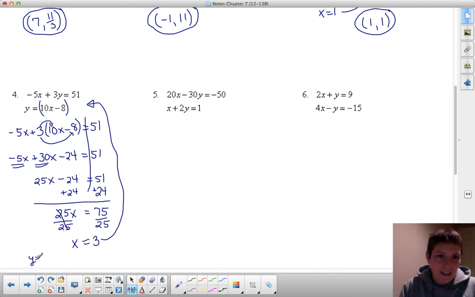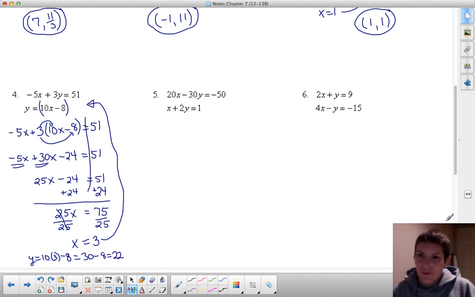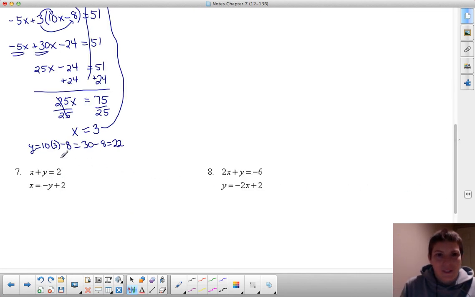So we have y equals 10 times the x value, then subtract 8. So y is equal to 30 minus 8, which is 22. So that our answer has an x value of 3 and a y value of 22. So we get our ordered pair.